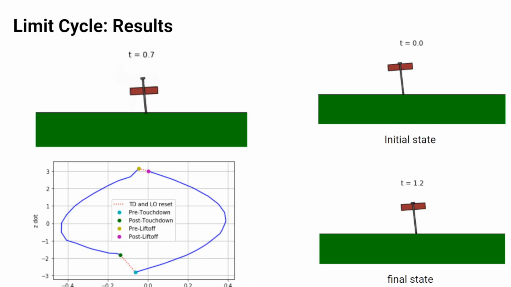Once we implemented these constraints, this is the result we got with the hopper on flat ground. In the graph below, you can see we've plotted the z state space, and the blue curves represent the two modes, and the red dashed lines represent the reset maps. And then on the right, you can see that the initial state is very similar to the final state, except for that x offset.